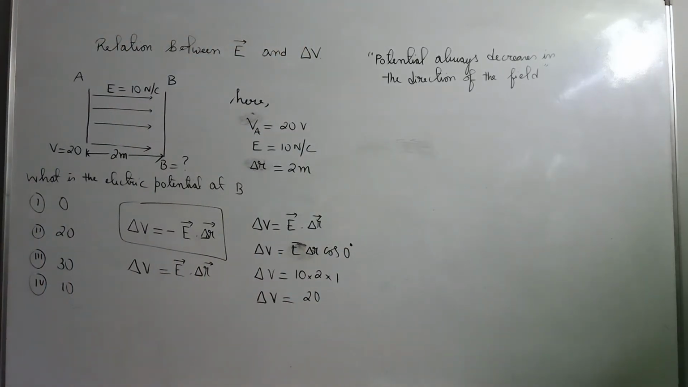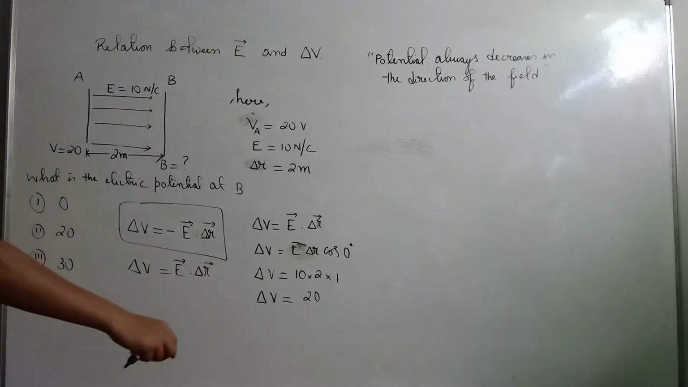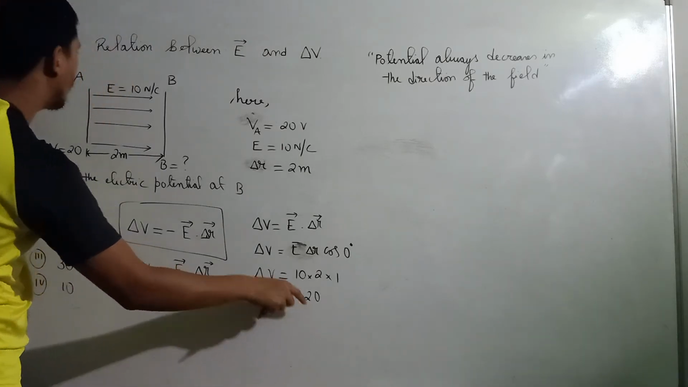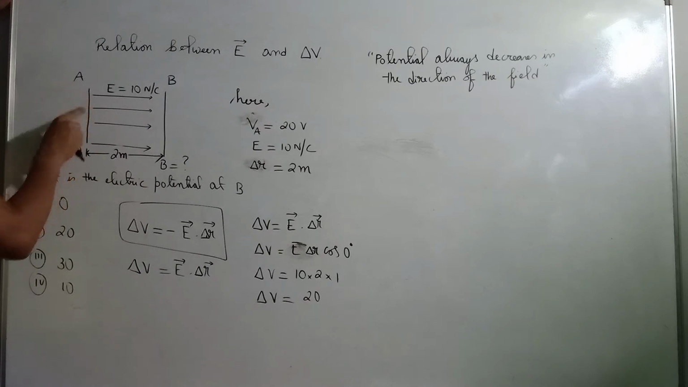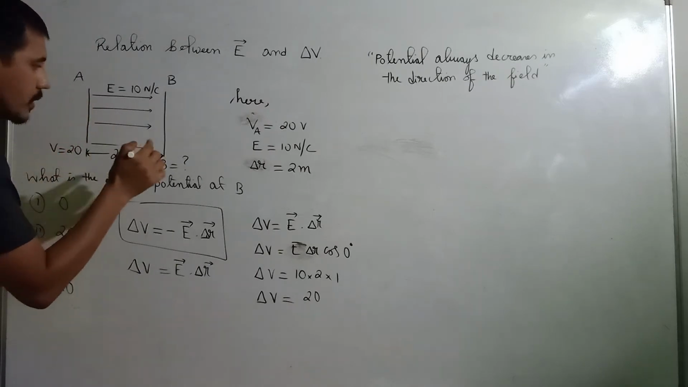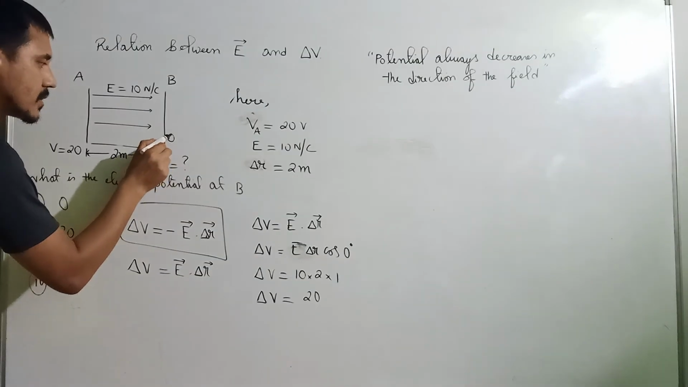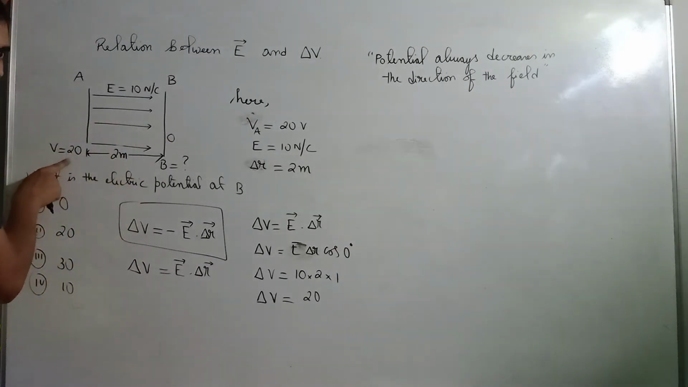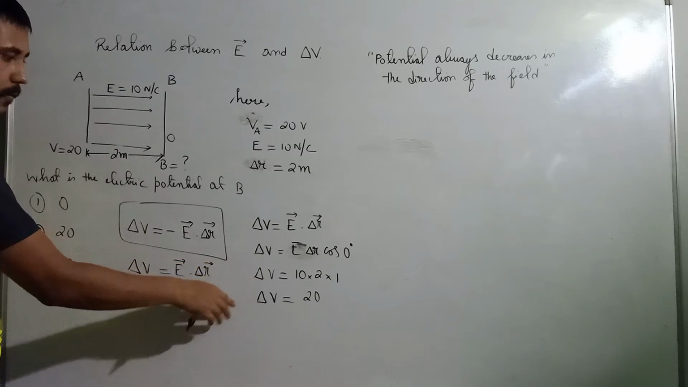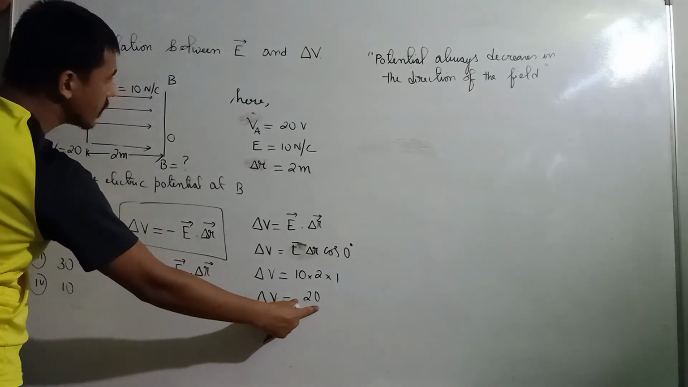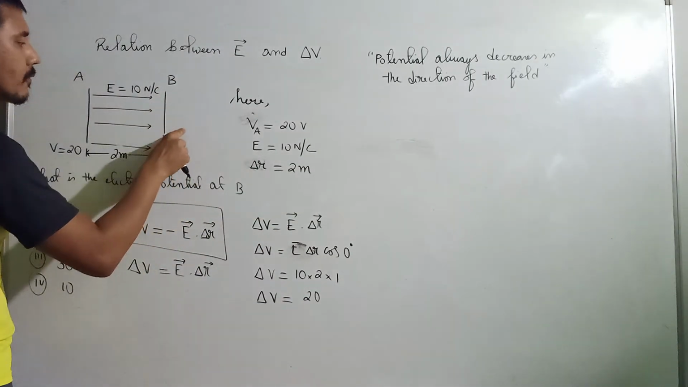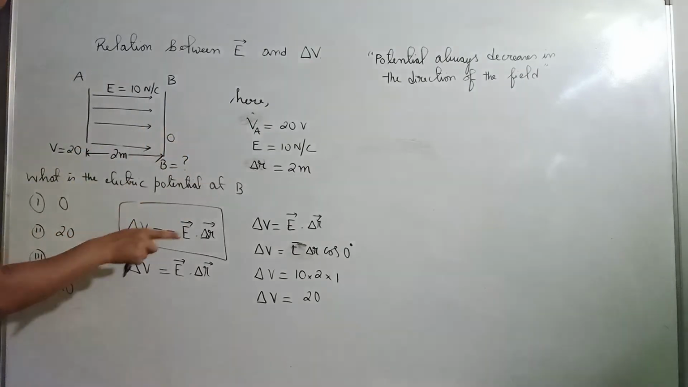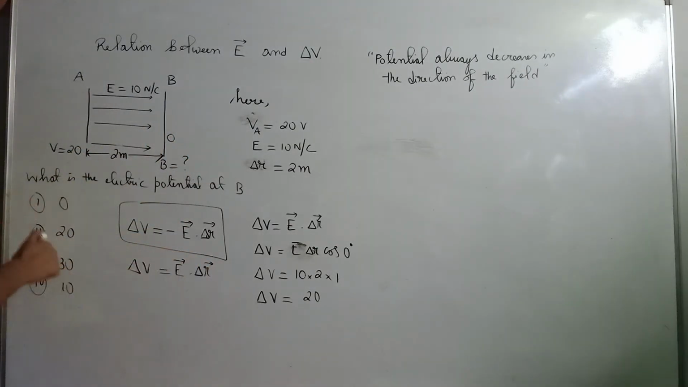Hey, you see here, the difference in their potential is 20. Already the potential of A is 20. Only if the potential of B is 0, now the difference in their potential will be 20. Is it okay? We got the potential difference as 20. So only when the potential of B is 0, the difference in their potential will be 20. So the correct answer is 0 volt.